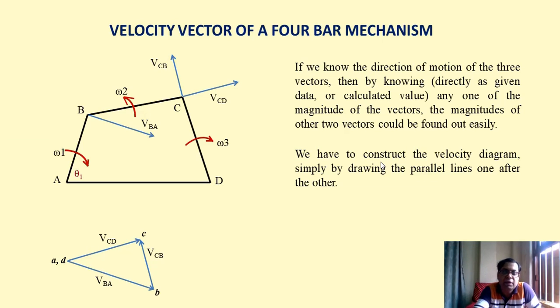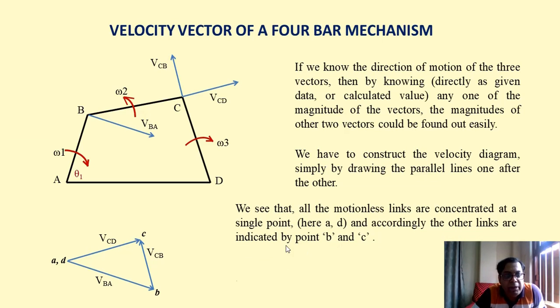Next, what will be the step? The next step will be, from point B we have to draw a parallel line in the upward direction, that of VCB, just like this. Now how long do we have to draw this parallel line? We don't know. We simply draw this line in the upward direction, just like that. And we also have to draw the parallel line VCD right from point D, just like this. Now they will intersect at some point and we will call it point C.